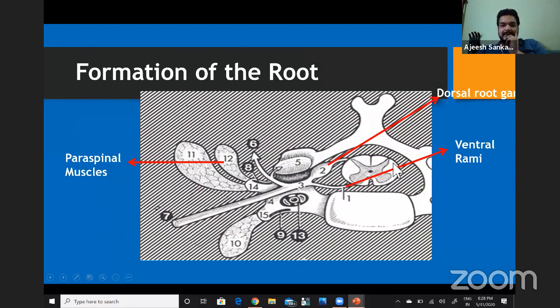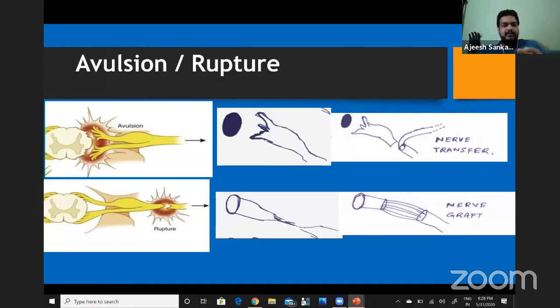So this is the cervical vertebra and the spinal cord, and exiting the spinal cord are the dorsal and the ventral rami. The dorsal ramus has the dorsal root ganglion, which is sensory in nature, and the ventral ramus constitutes the motor fibers. As they exit the neural foramen, they also give branches to the paraspinal muscles, and after these branches they form the brachial plexus. So what we mean by an avulsion is also what is called a preganglionic injury.